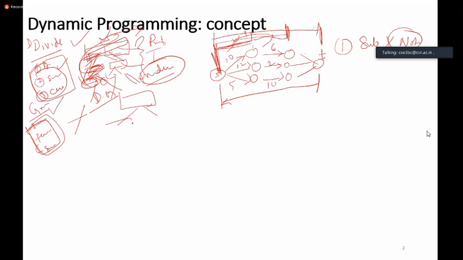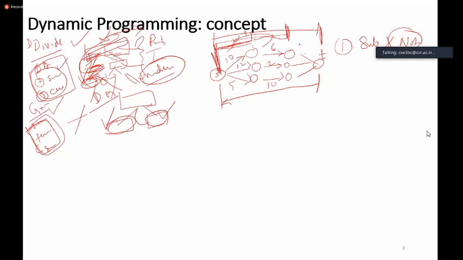This is one subproblem, this is another subproblem. But this subproblem is independent of this subproblem. You can solve this subproblem separately, and solve this one separately, and then you can combine them. Okay, are you clear on this point?